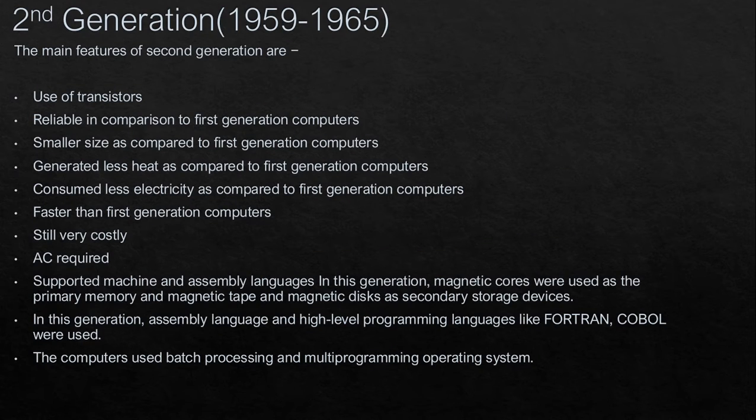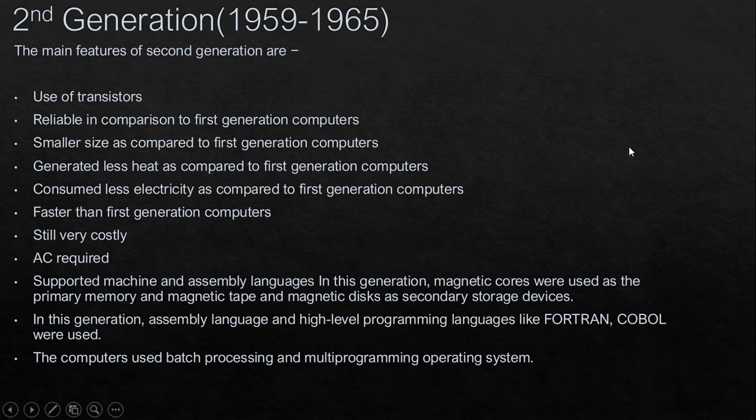And what is the operating system we use? Batch processing and multi-programming operating system. What is batch processing? Batch processing means CPU will process the data batch by batch, and multi-programming means at one time CPU can operate multiple programs simultaneously. And what is assembly language? Fortran, COBOL are all assembly languages.